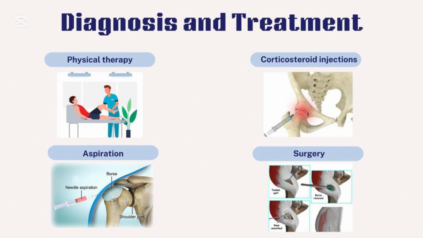Over-the-counter pain relievers, which are non-steroidal anti-inflammatory drugs, or NSAIDs, like ibuprofen or naproxen, can help reduce pain and swelling. Next is physical therapy. Physical therapy can help strengthen the hip muscles, improve flexibility, and reduce the risk of future flare-ups. Corticosteroid injections. Injection of corticosteroids into the bursa can provide temporary pain relief.